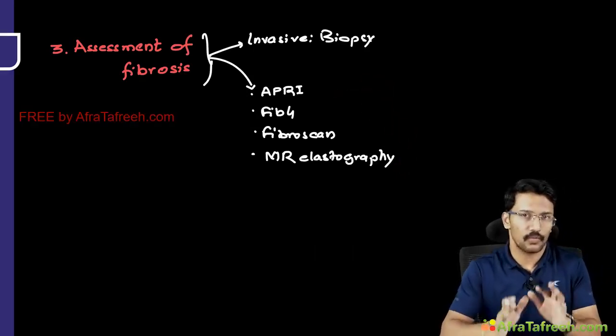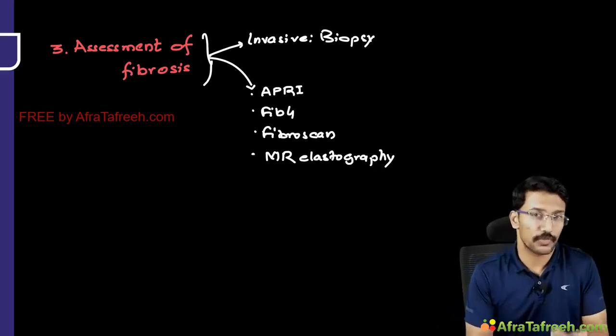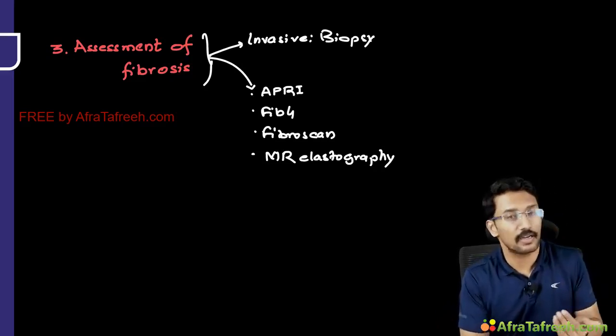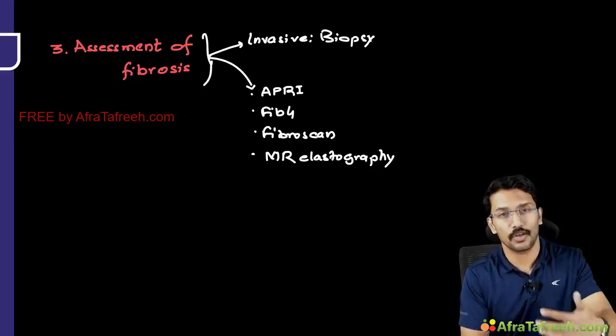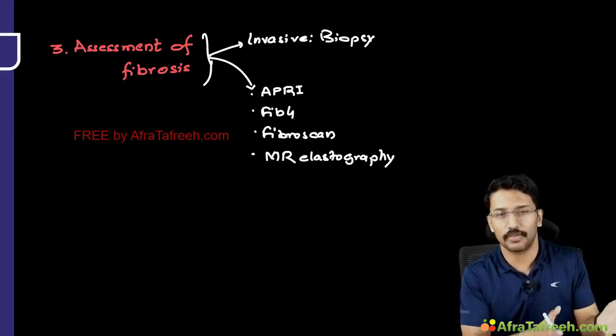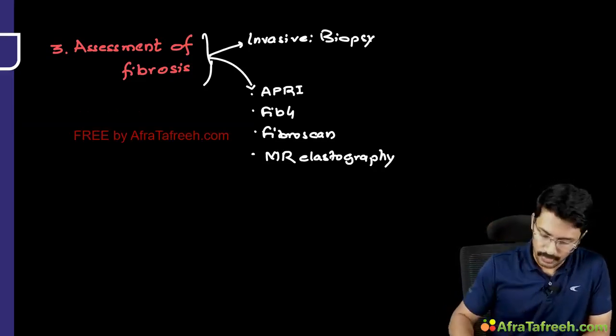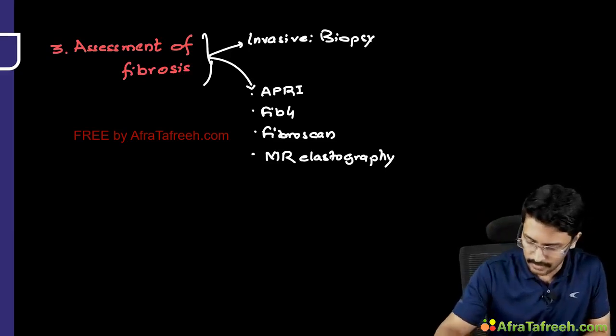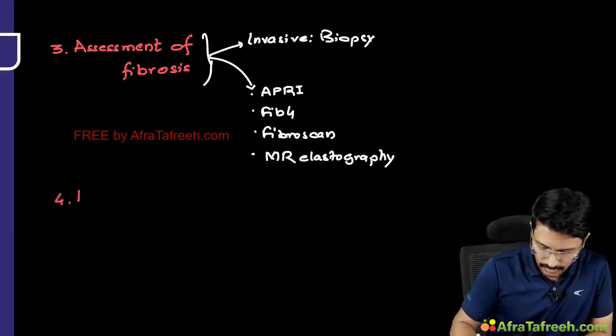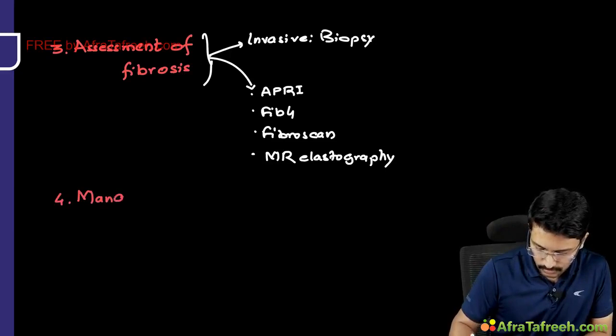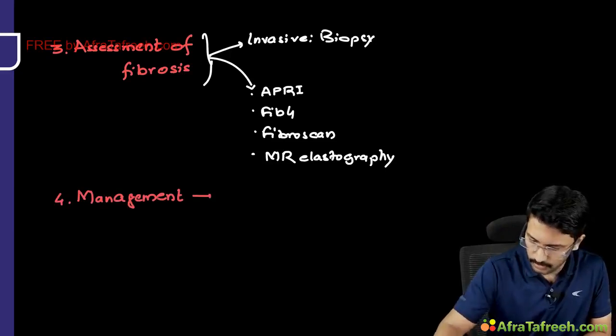Now we have done the assessment of fibrosis, so we know where the patient stands, what his likelihood of progression to cirrhosis is, and what his risk of developing hepatocellular carcinoma is. Now comes the question of the final nail, that is management. And the management obviously depends on the cause. Management will depend on the cause.